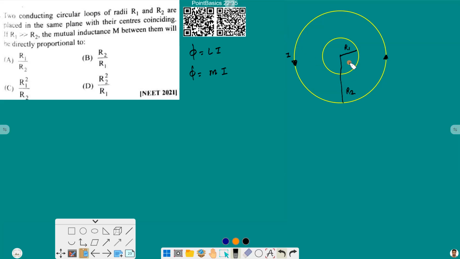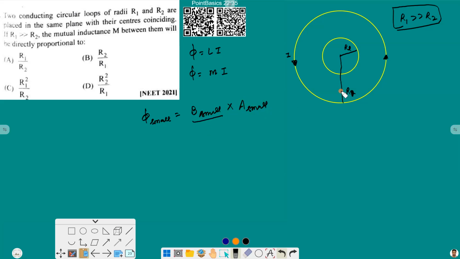Here the radius of the outer ring is r1, and r1 is very large as compared to r2, so that the smaller ring is just about the center of the bigger ring, and the magnetic field value is almost constant here. So now the flux in the smaller ring will be given by the magnetic field around the smaller ring times the area of the small ring.